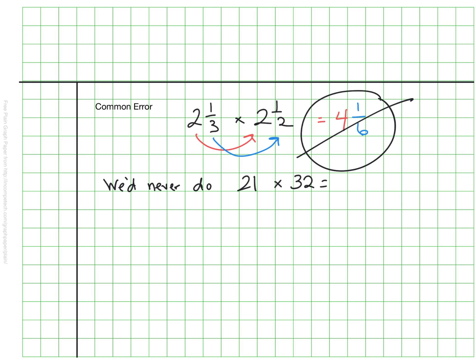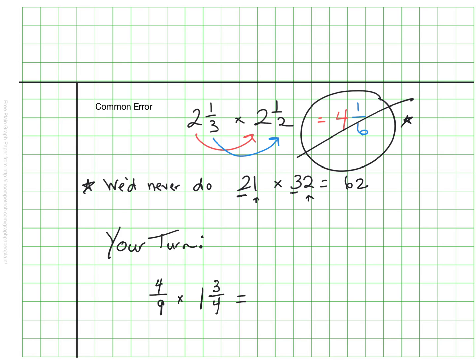And I always sort of make the analogy and point out that we would never do this, right? We would never say 2 times 3 is 6, and 1 times 2 is 2. So 21 times 32 is 62. We know that's ridiculous, right? We know that does not work. So that would be kind of like doing this common error, right? Don't ever do this, okay? And it's inevitable that one of us will do that from time to time, right? But just keep that in mind so we can try to avoid that as best we can.